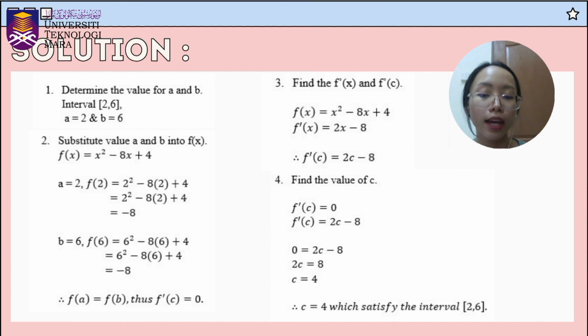Thus, since f(a) is equal to f(b), f'(c) is equal to 0. Thirdly, we will need to find f'(x) and f'(c).